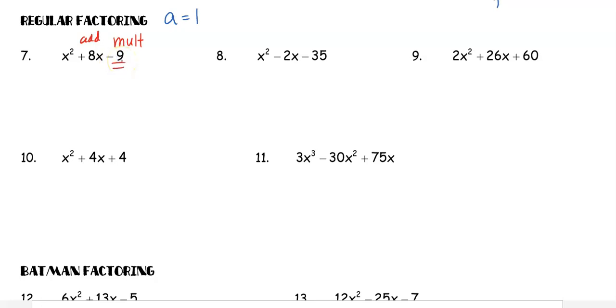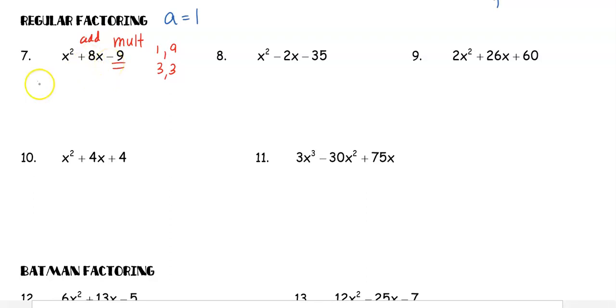So think about all the different ways you can multiply to 9. 9 is not too bad because we have 1 and 9, 3 and 3. There's no other 2 numbers that multiply to 9. So now we want to manipulate those numbers using positives and negatives so that they multiply to a -9, but also add to a +8.